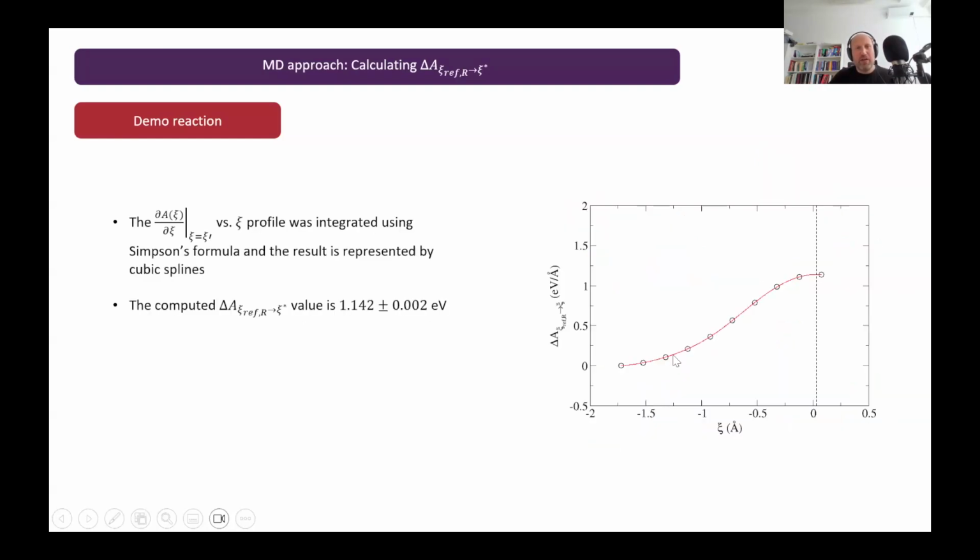Okay, so now using free energy gradients, we can integrate them. I use Simpson's formula. I obtained a free energy profile. And again, I represented the points between integration points by cubic splines, and I determined the reversible work needed to shift the value of psi from the reference reactant to the transition state value as the difference between the free energy on top of this profile and the free energy at the beginning of this profile. And this is the number that I obtained.